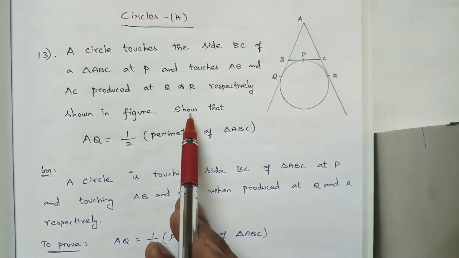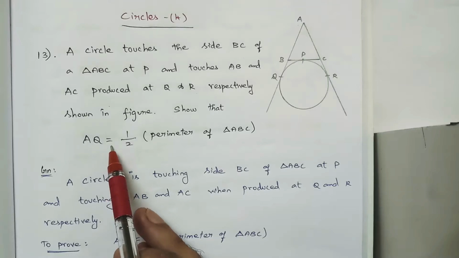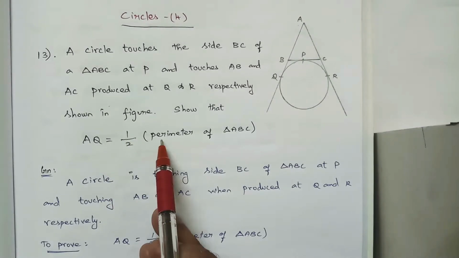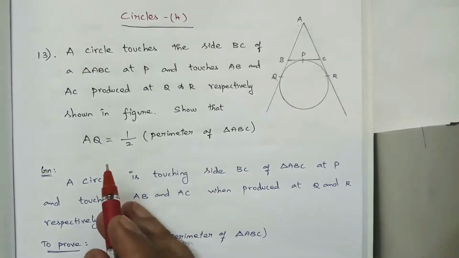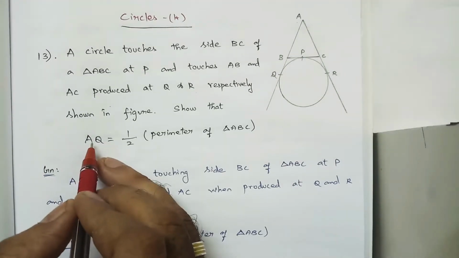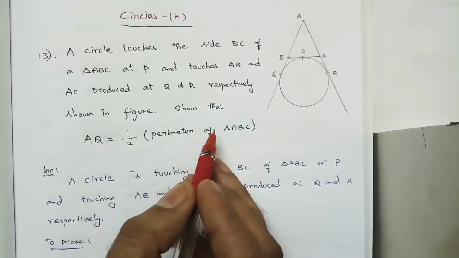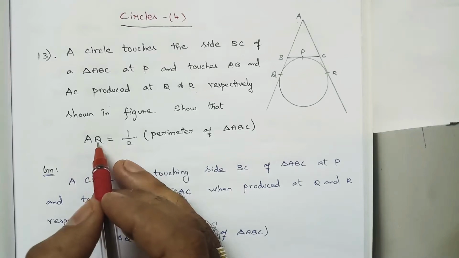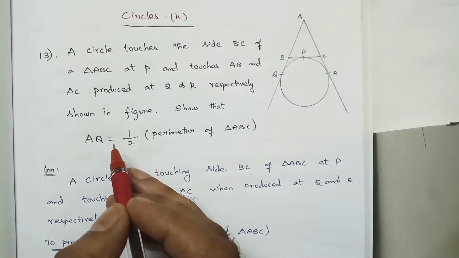Show that AQ is equal to half of the perimeter of triangle ABC. So this is the property. AQ is equal to half of the perimeter of triangle ABC. Here, what is AQ? So first of all, we want to know that.